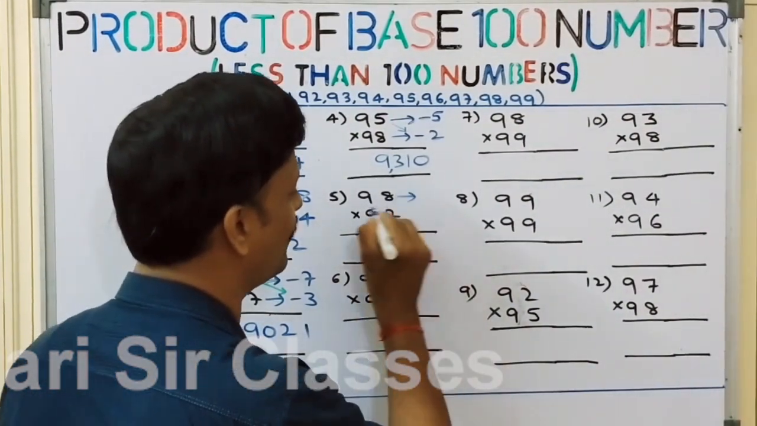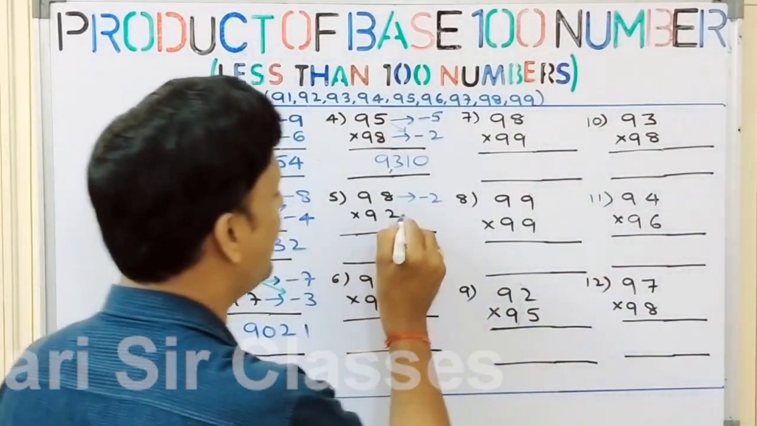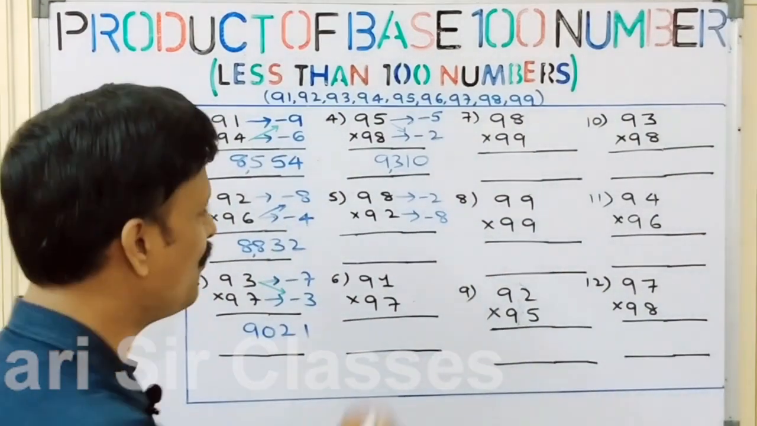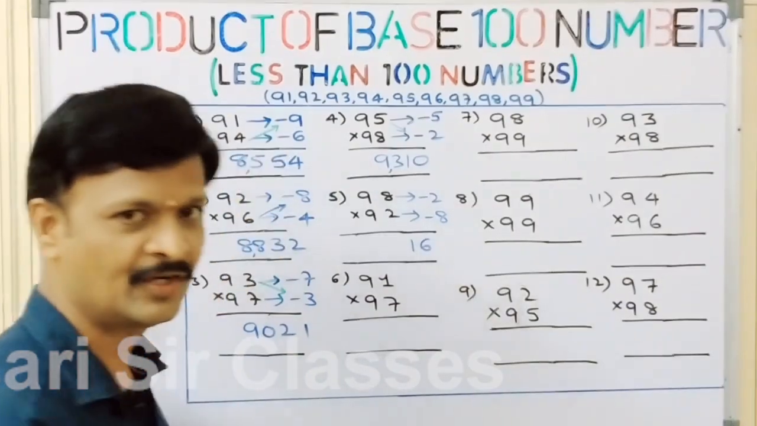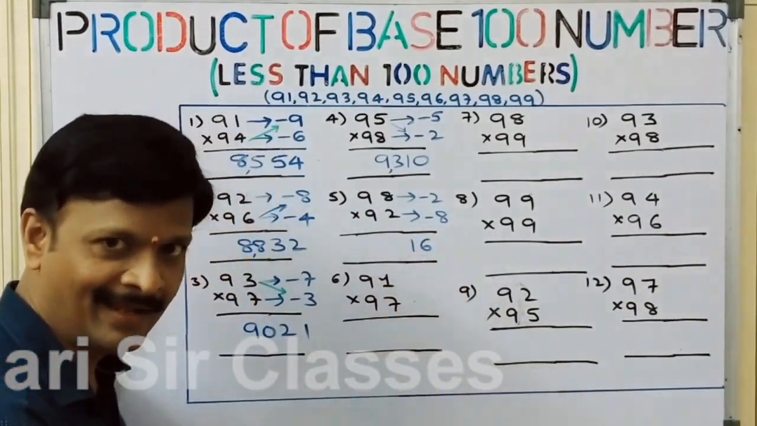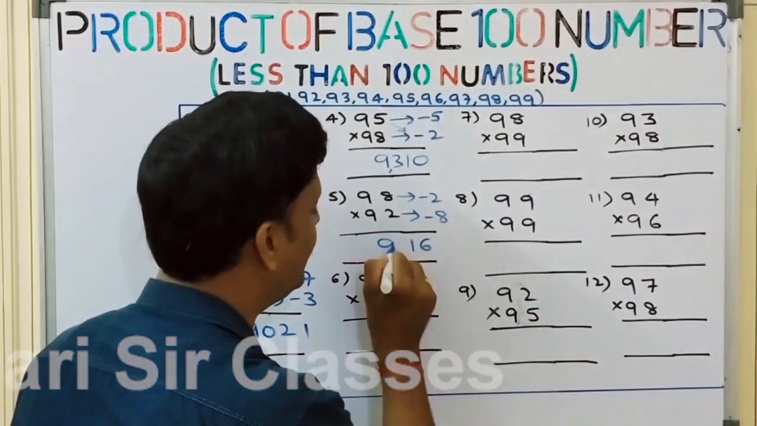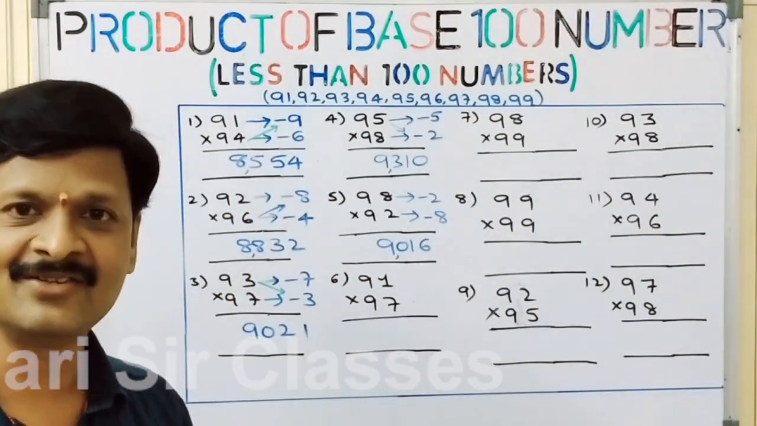Similarly, 98 into 92. So what can you do? 98 is minus 2, because it is 2 less than 100. 92 is 8 less than 100, that is minus 8. Now you can multiply these two. Minus 2 and minus 8 is 16. 2 into 8 is 16. And 98 minus 8 is 90, or 92 minus 2 is also 90. Write down 90 here. That completes your answer. That is 9016 is your answer.